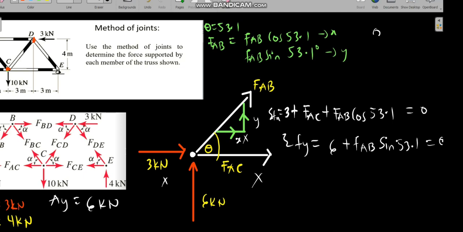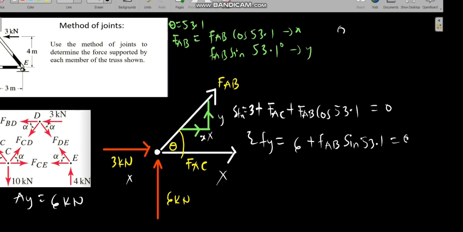Okay, so now we are going to consider these two equations that we have here and look at the one that you can solve for the unknown. So looking at this, the sum of the forces in the x direction has two unknowns, but this one has a single unknown. So that means we can find FAB using the second equation.